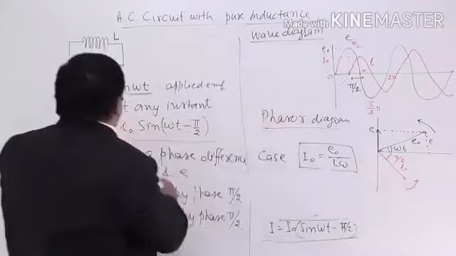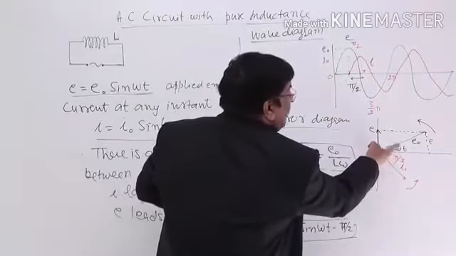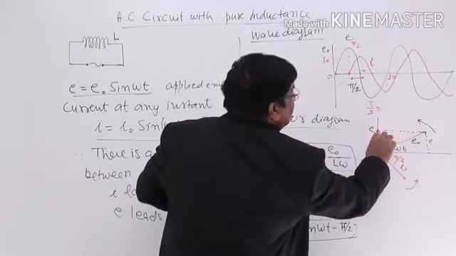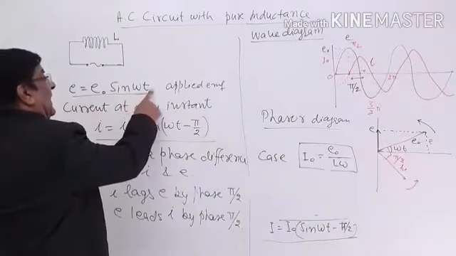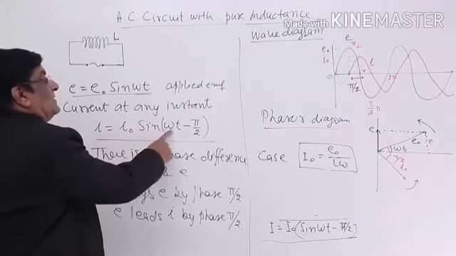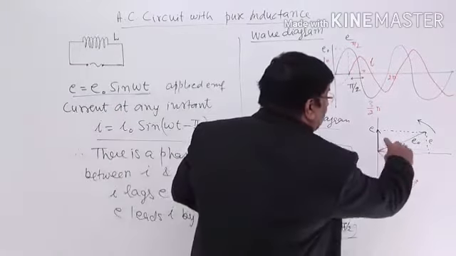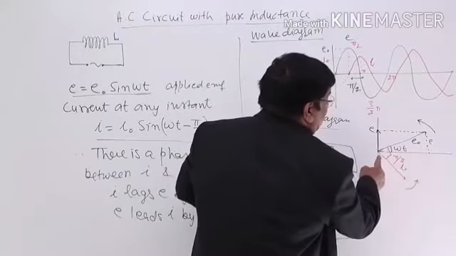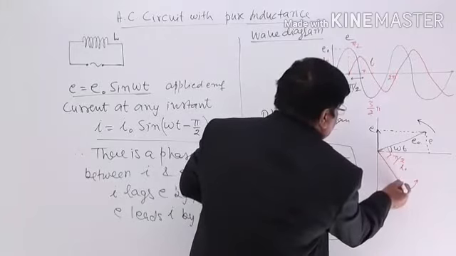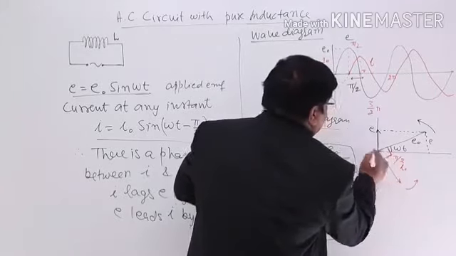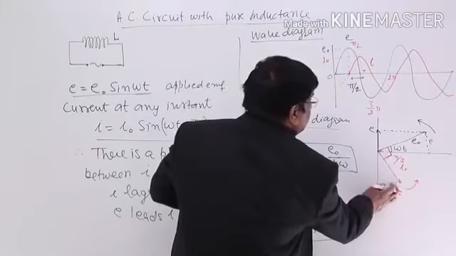What is the phase of E? The phase of E is omega t. When this omega t increases, E will increase. The phase of E is omega t and the phase of I is omega t minus pi by 2, behind it. So this is I, and this is I naught.